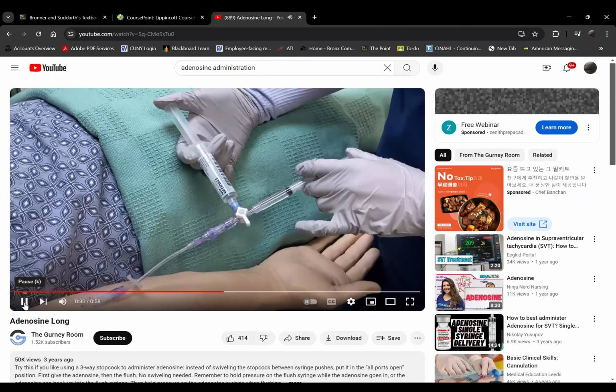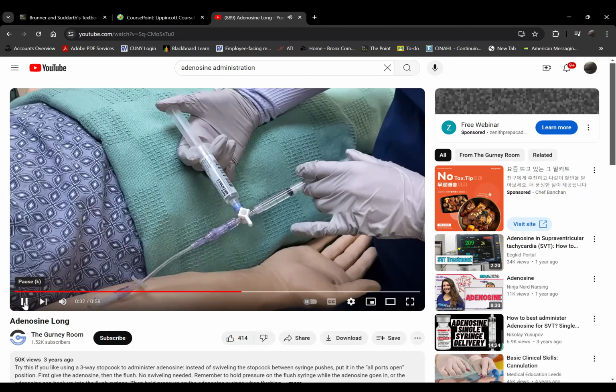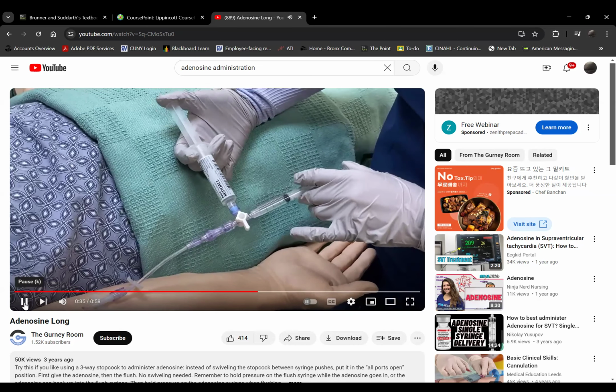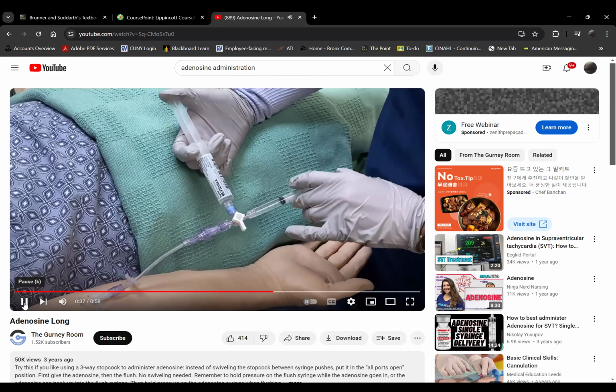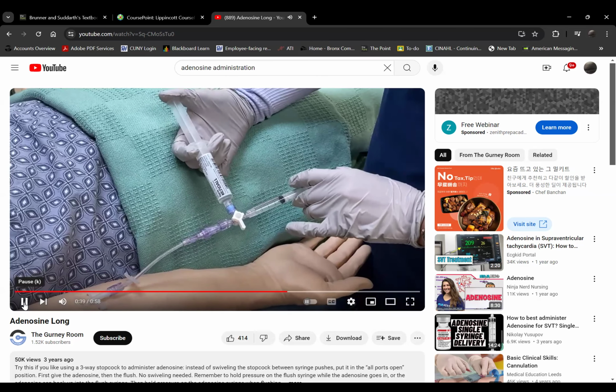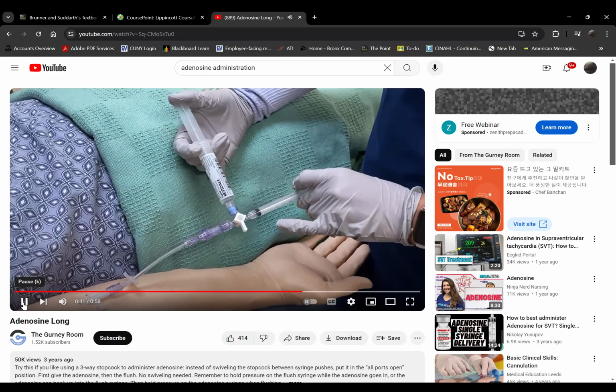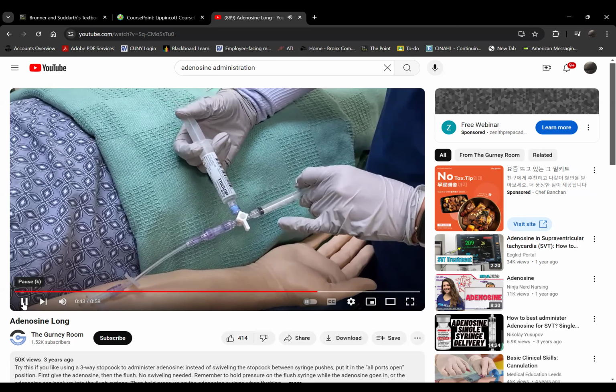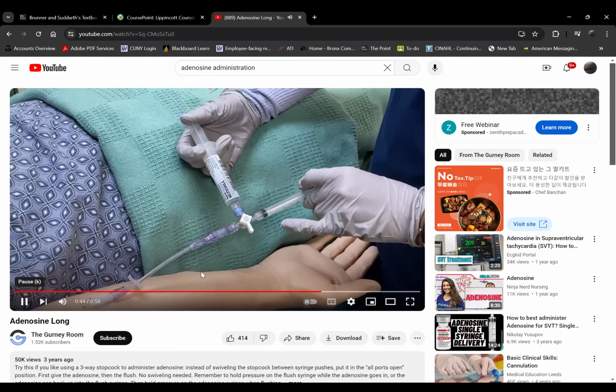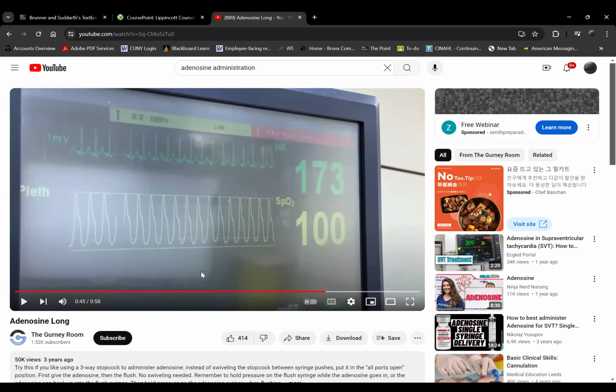All right, everybody ready? Ready. We're going to push the adenosine, watch the first monitor immediately, followed by the NS flush. 1, 2, 3. All right, adenosine. So the whole thing took less than 5 seconds. So right now the heart rate is.